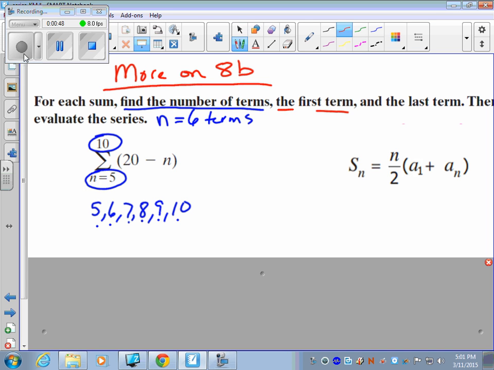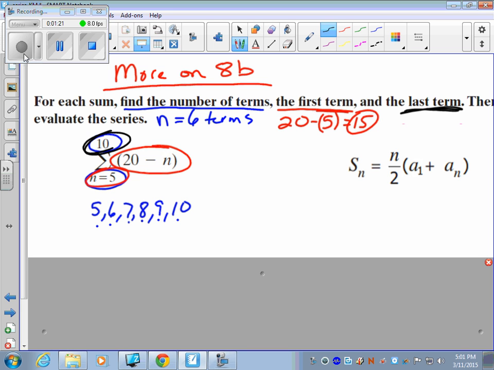Now the first term. We're starting with term number 5, so we put 5 in for n, using the formula 20 minus n. Substitute in 5 for n: 20 minus 5 is 15. So that's your first term. And the last term of your sum is term number 10, so we put 10 in for n. 20 minus 10. The last term is going to be 10.